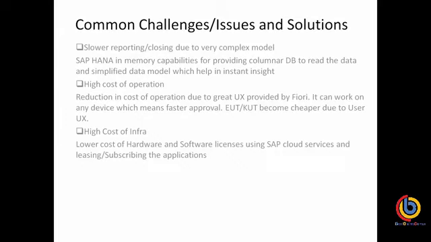Now SAP HANA's in-memory capability provides the columnar database to read the data and a simplified data model, which helps in insight. I was explaining that whenever we are running a transaction, it is stored in the form of rows, but whenever I'm extracting the data from the database table, it is read from the columnar tables. Because of this, if someone tries to access row number 10,000, then in the memory the system gets only that 10,000. It's not going to search one by one. This is a technology that has been built into the HANA database.